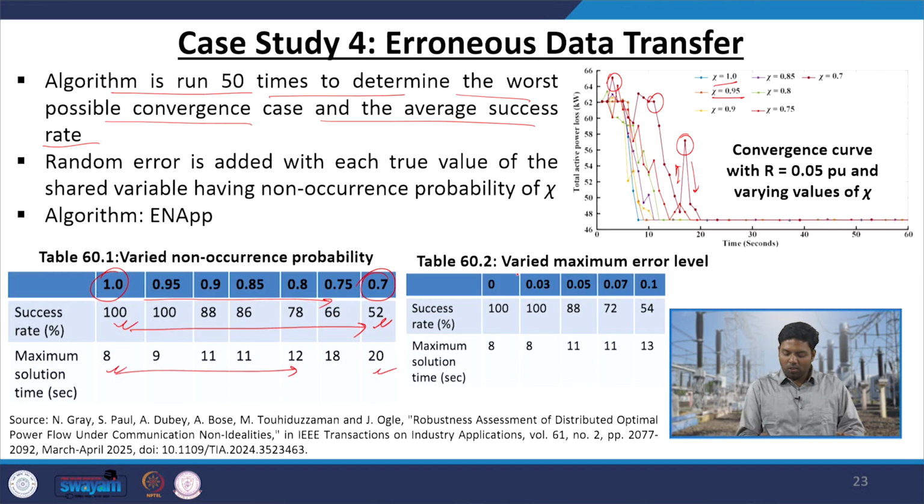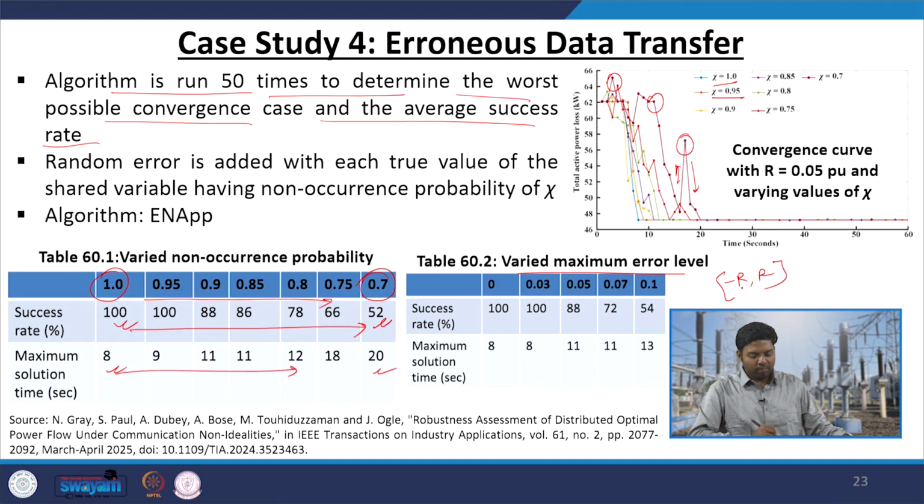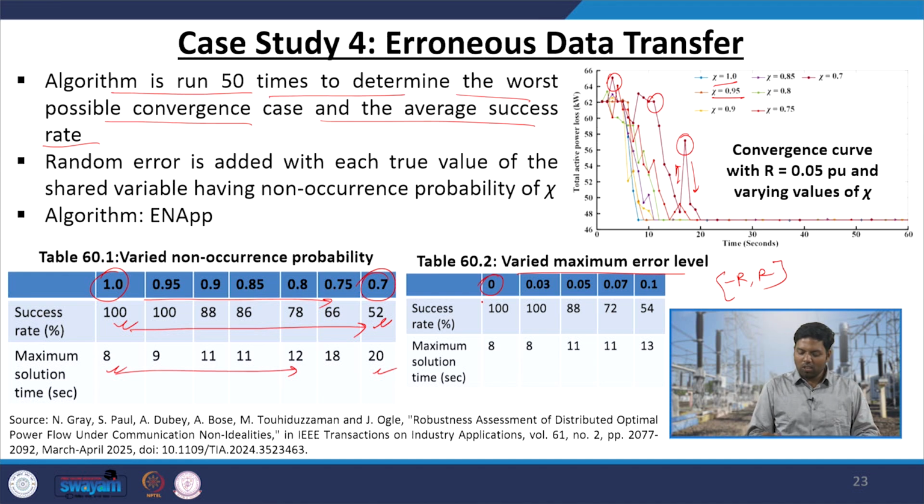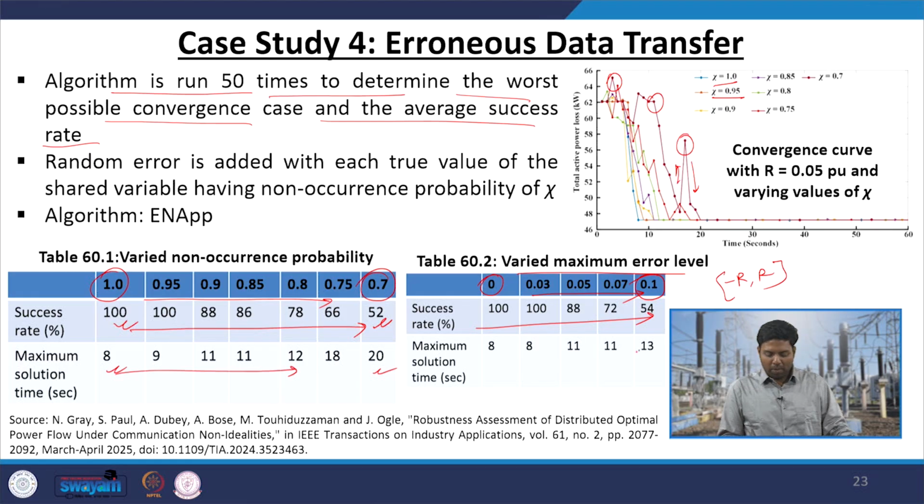Then if you vary the error level, that is, from minus r to plus r, we have seen the maximum error value. If the error is 0, that is the ideal condition. If you increase it by only 0.1 per unit, your success rate is reduced to almost 50%, and the maximum solution time is 13 seconds.